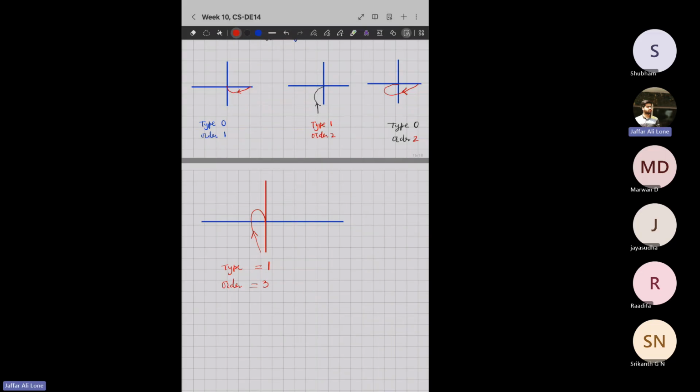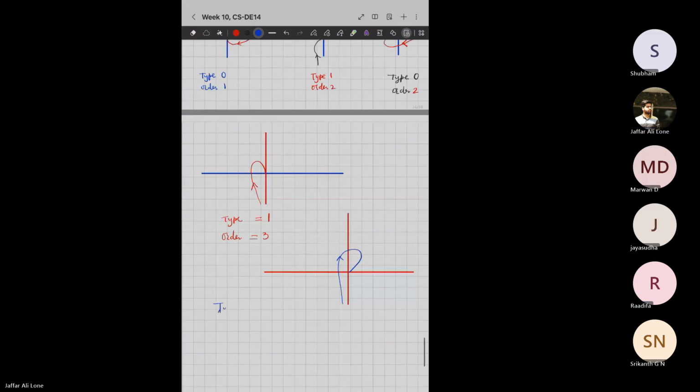Now tell me this polar plot. Now tell me one last. Yes, everybody can unmute and ask. Tell me, what's the type and order? Order 4. Very good. It is type 1 and order 4. Now, I think you should be able to plot polar plots.